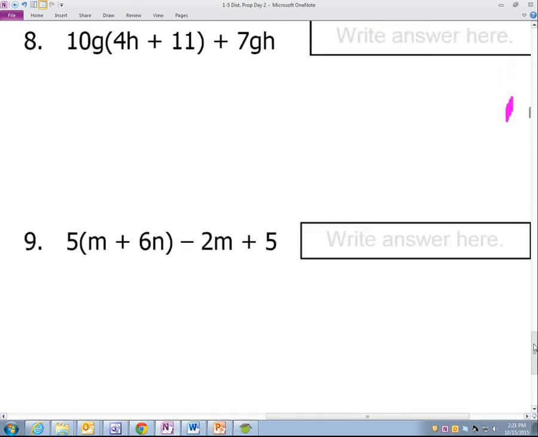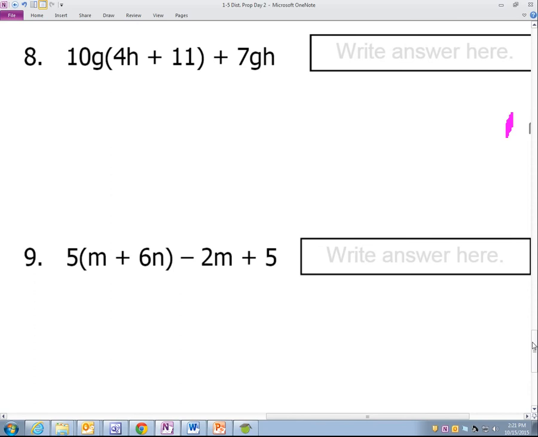All right, the next 3 are a little bit harder. We have a lot of variables in this one, and only one without a variable. So what's the first thing I have to do, Avery? Whenever I'm doing these, what's the first thing I have to do? Using the 10G.